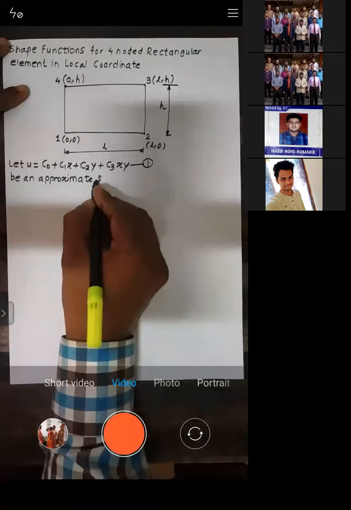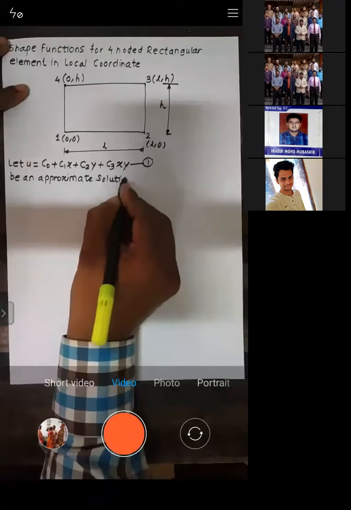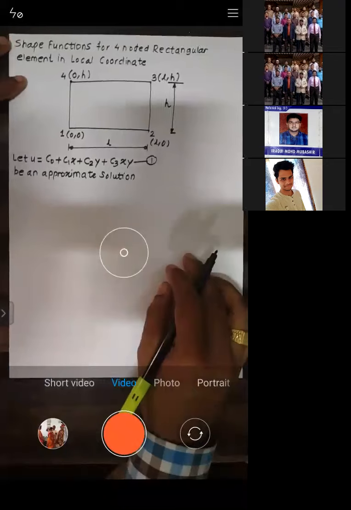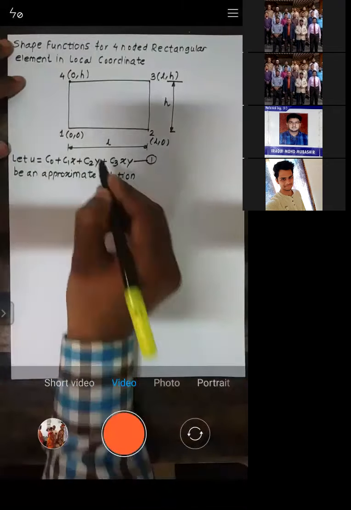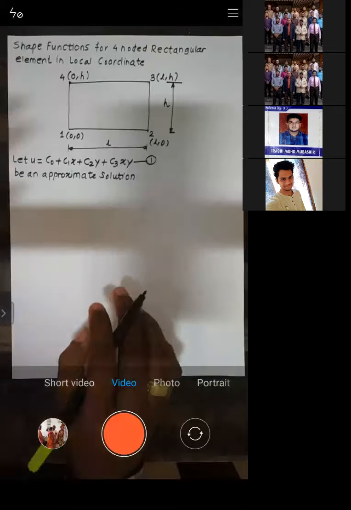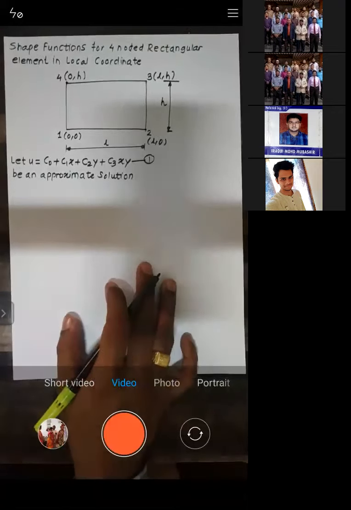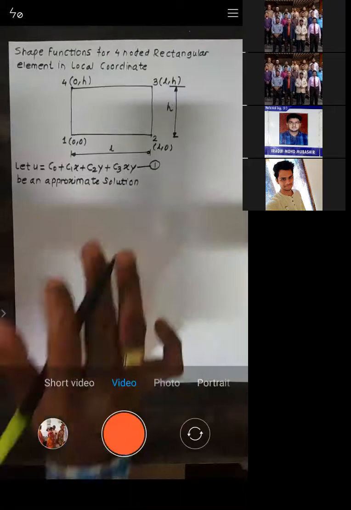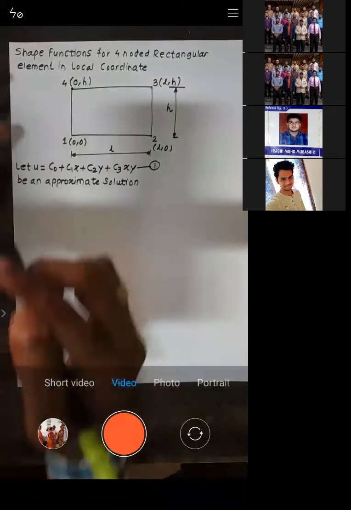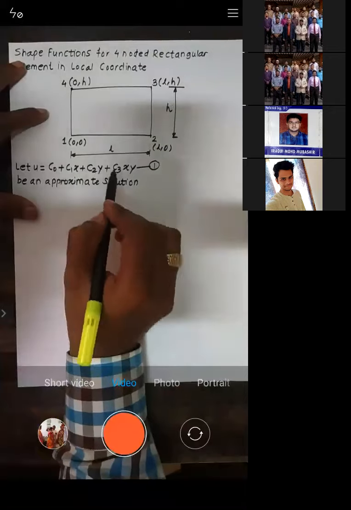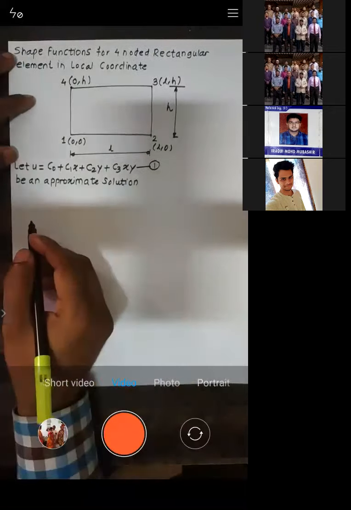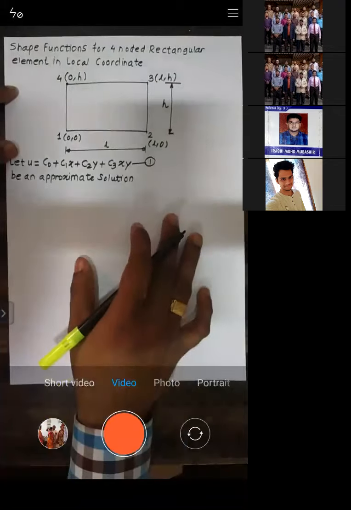I'm writing. Okay, let U is equal to C0 plus C1x plus C2y plus C3xy be an approximate solution. Now we have written one approximate solution. So obviously, on this approximate solution, we need to impose certain boundary conditions. Then only we will be able to calculate the values of C0, C1, C2, and C3. So let's start, as we have done for the triangular element.